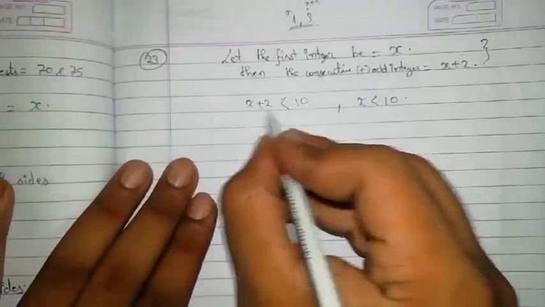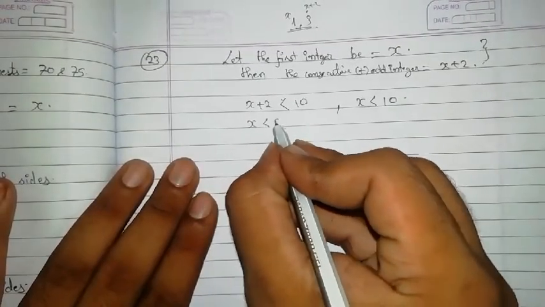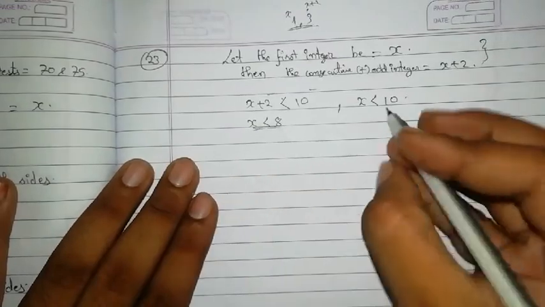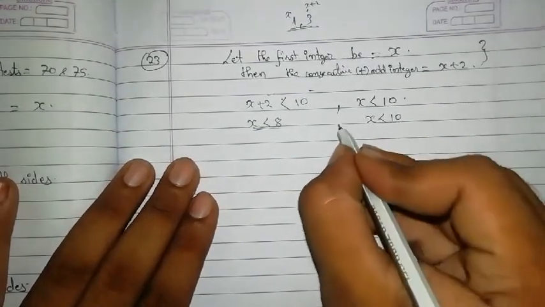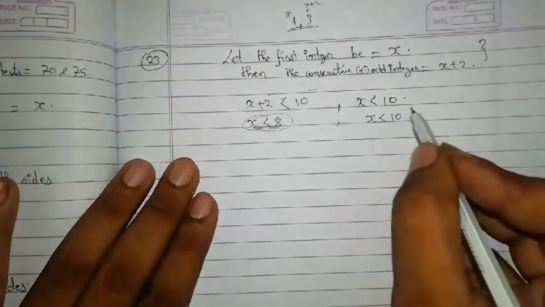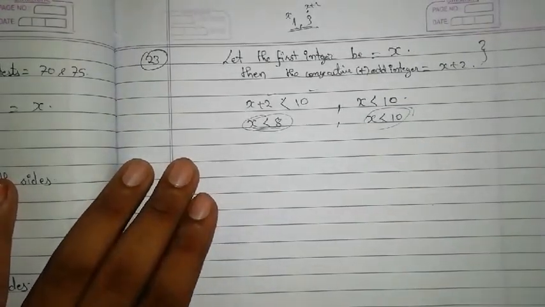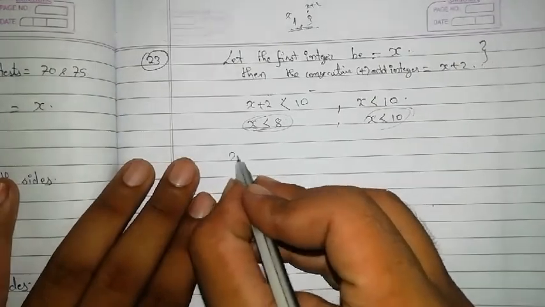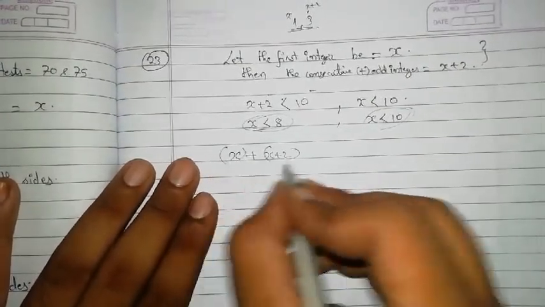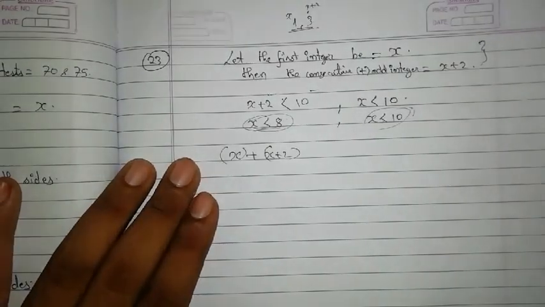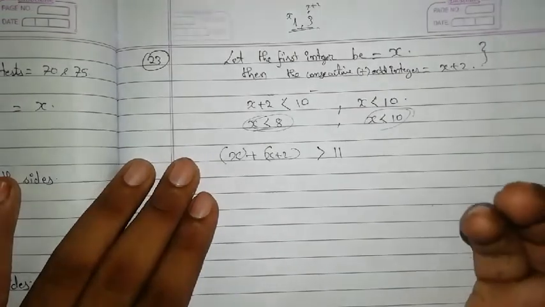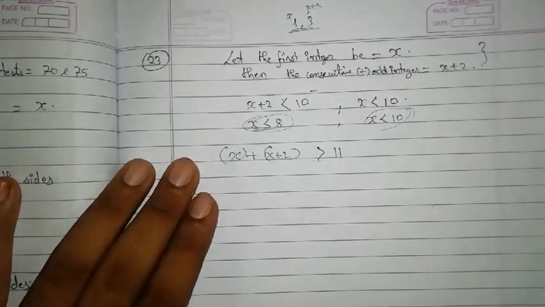From here we can say that x is less than 8 if we subtract 2 from both sides. So the second integer should be less than 8 and the first integer will be less than 10. Also their sum, means x plus 2, these are the two integers, their sum will be more than 11. They will be more than 11, not equal to, just more than 11.